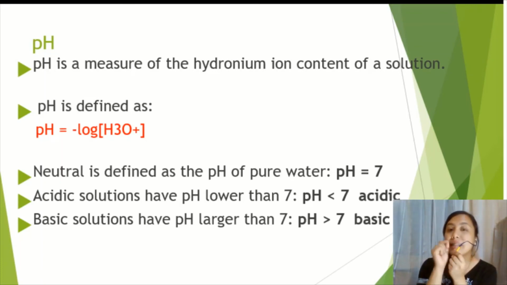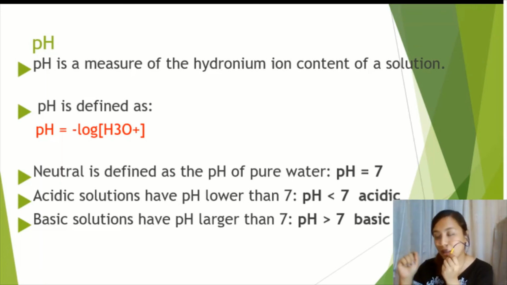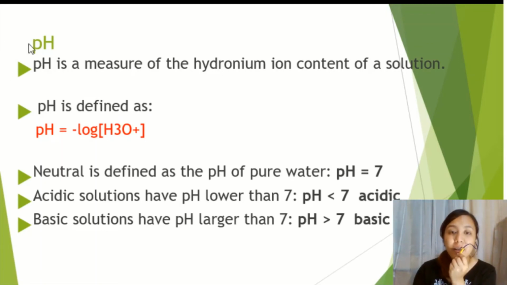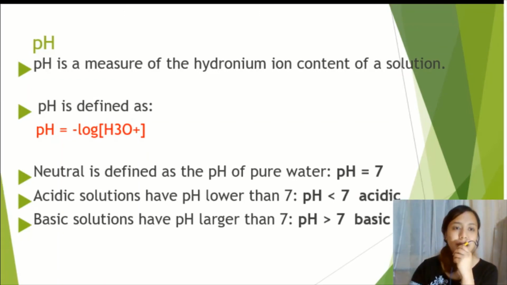But since it's hard to write it the long way, we use negative log. The letter P here stands for negative log. And then you put the 1.0 times 10 to the negative 7, and it will become 7. Okay? Actually, your pH is just easy. So let's take an example. Calculating it would be easy peasy because it's just mere substitution.